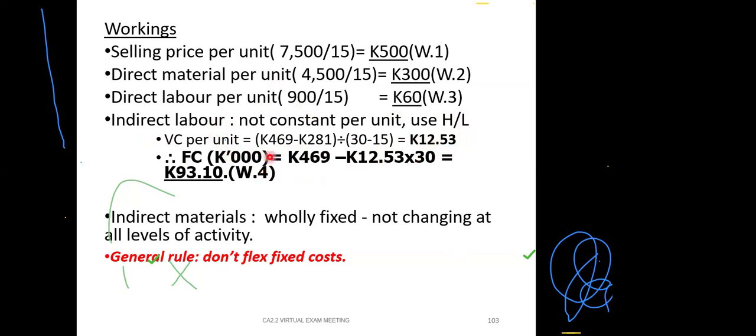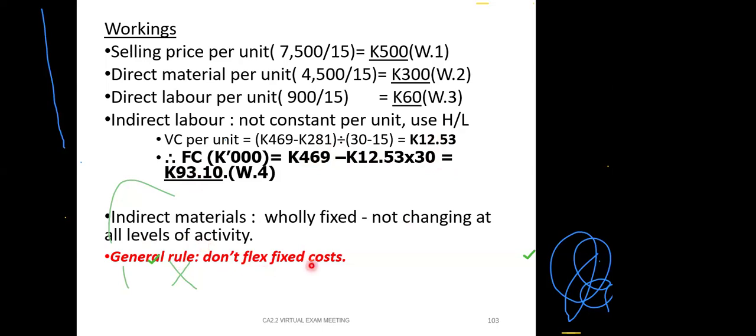Then the fixed cost, to get the fixed cost, get one of the totals. Doesn't matter. You can start with the first. But if you use it, then you have to multiply by 15. If you use 469, you multiply by 30. So the fixed cost is 93.10. Don't flex this one. Indirect materials are already fixed, not changing at all levels of activity. General rule, don't flex fixed costs.